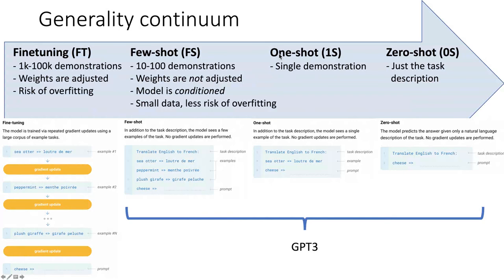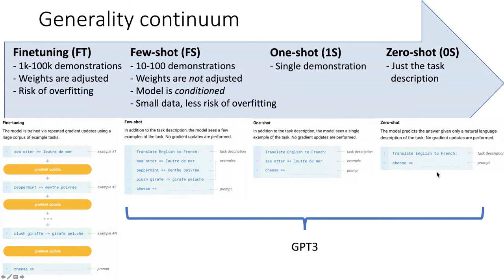And then they try one shot, where instead of having 1, 2, 3 examples like here, they only show one, and then based on that one example, the model has to produce the output. So it's less conditioning. Then zero shot is where they don't even show any example. They just have a natural language task description. So translate English to French, and then cheese, arrow, and then we'll see if it's able to translate to French.